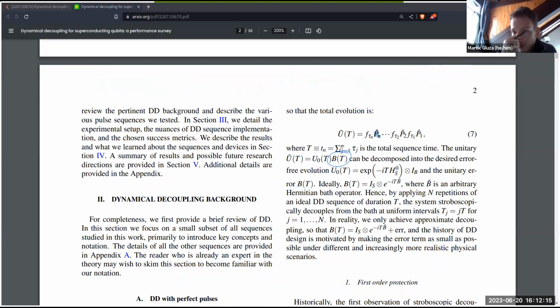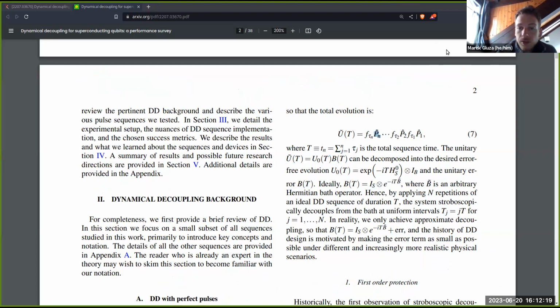And then you would like to reduce this B of t. And that's something that you can do in QTIP. You can do some numerics and so on. Okay. I think okay, then we continue.